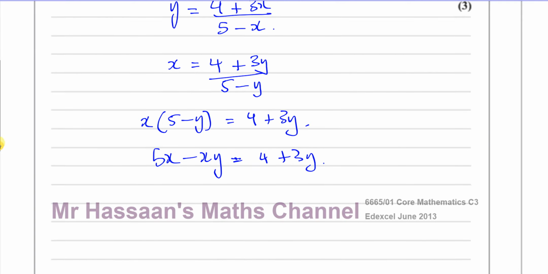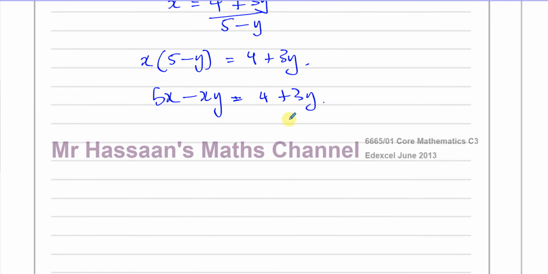And now what we can do is bring the y's onto one side. I'll bring the y's on this side so they stay positive. So you have 5x minus 4 equals xy plus 3y, adding xy to both sides. Now I can take the y's as common, because I want to make y the subject here, remember? So I'm bringing the y's together.